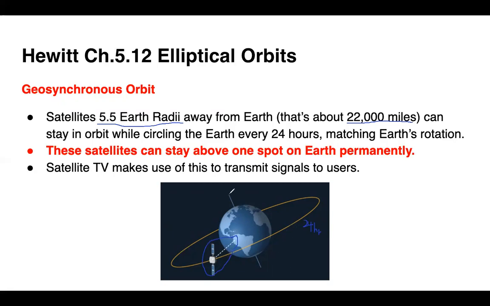Does anyone know how long it takes Earth to make a full rotation on its axis? 24 hours. Fun fact, does anyone know, is it actually exactly 24 hours, or is it a little bit more, or a little bit less? A little less.